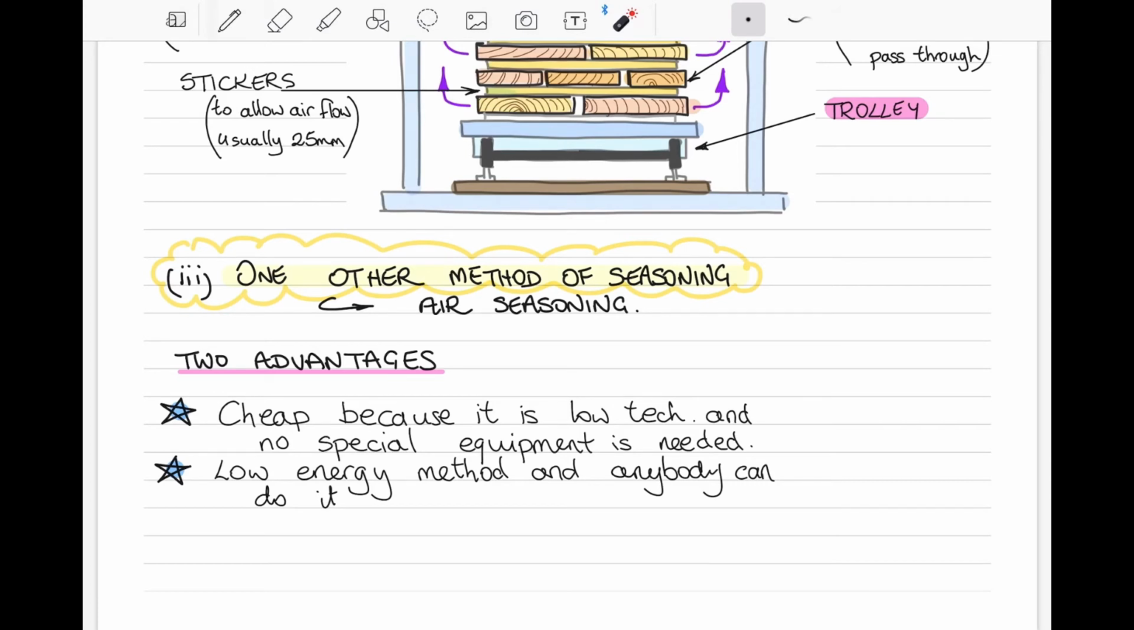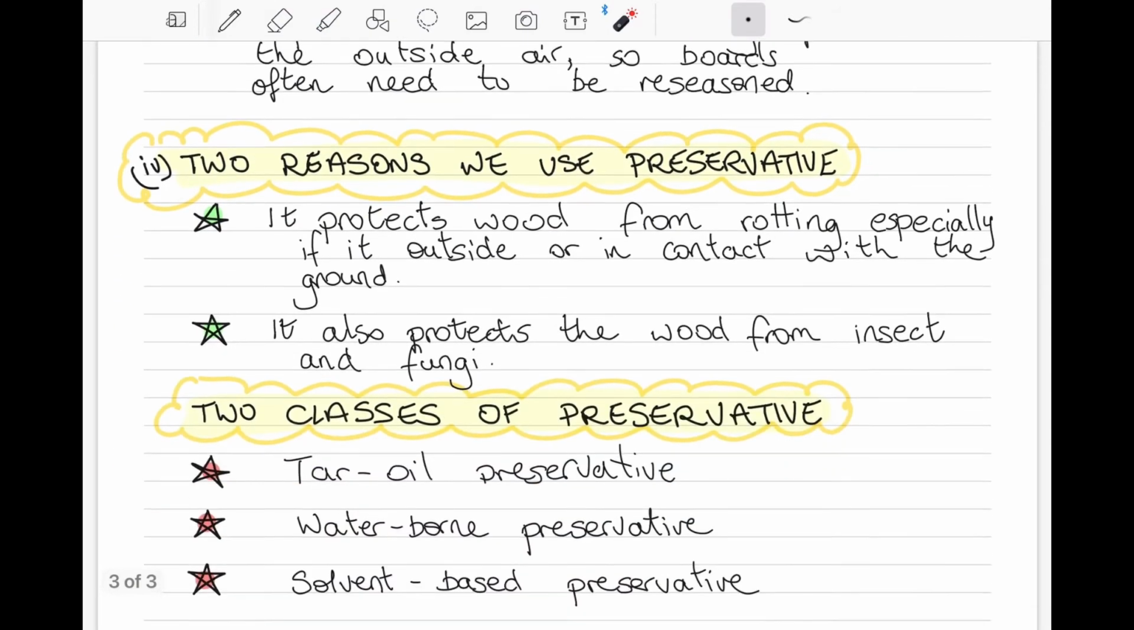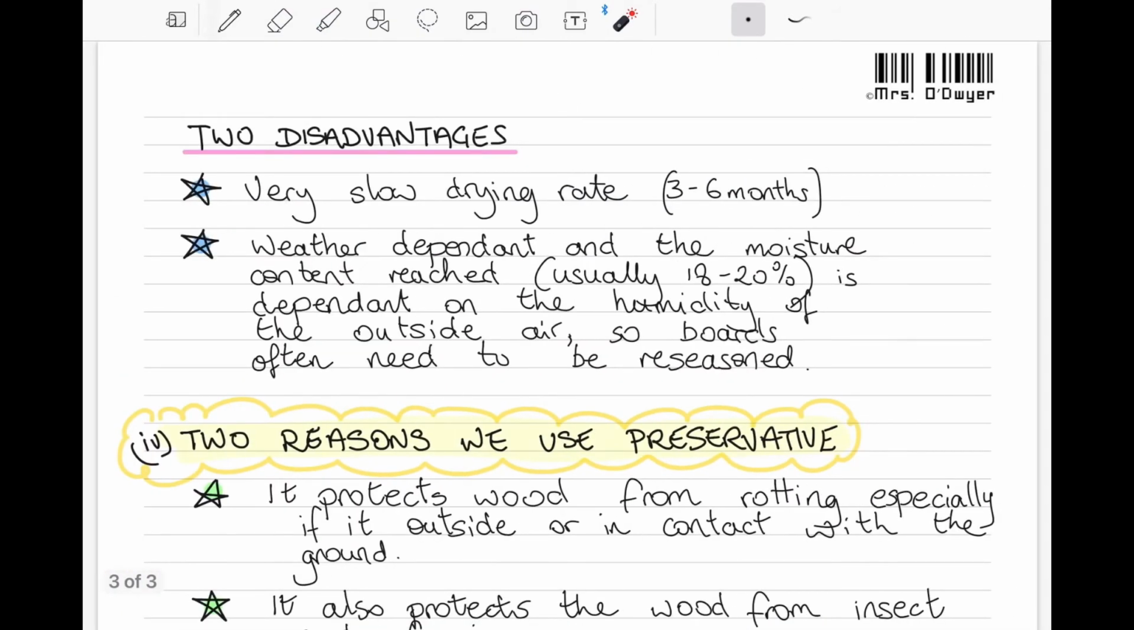Because it's a low energy method and it doesn't use electricity and anybody can do it, that is another advantage. Whether you count that as one or two, I don't know, but I'm going to get full marks for that question there because that is the answer. Two disadvantages.